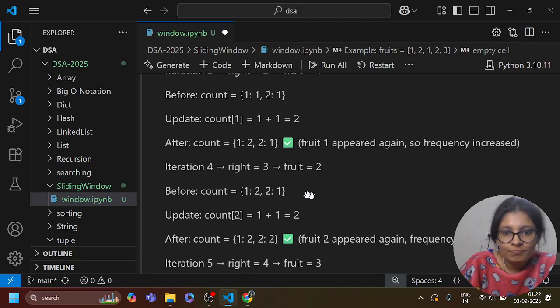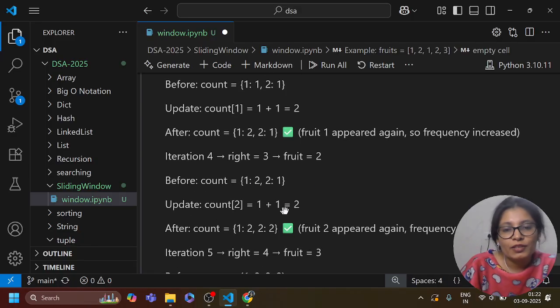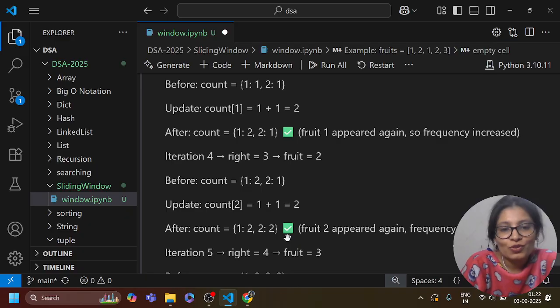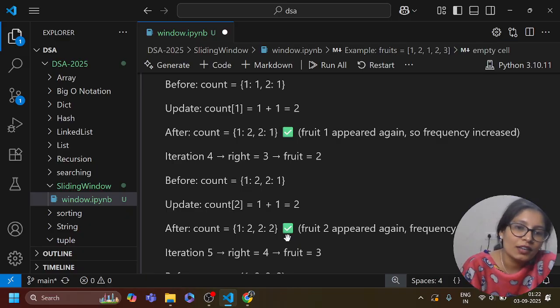So here 1 plus 1, and the updated count equals 2. So 1 colon 2, comma, 2 colon 2, because we have count of 2 equal to 2. So 2 is the key and 2 is the value, I mean the count.